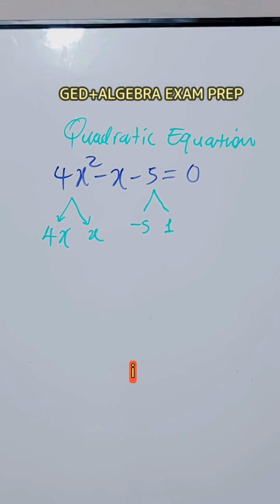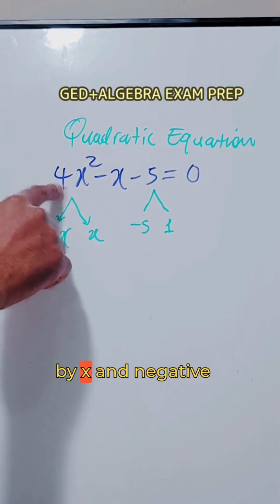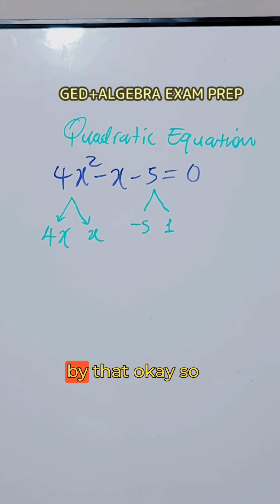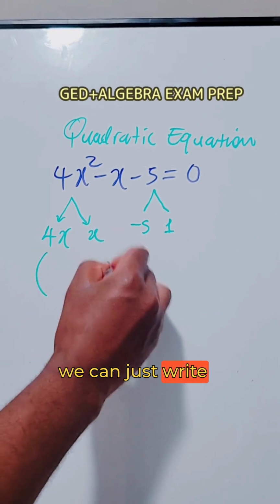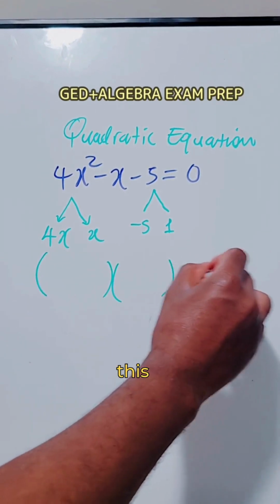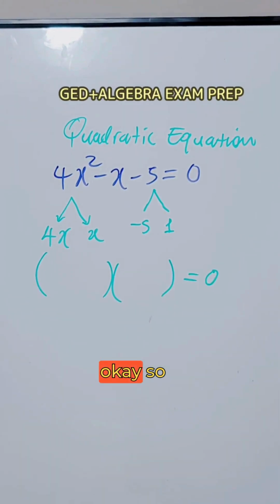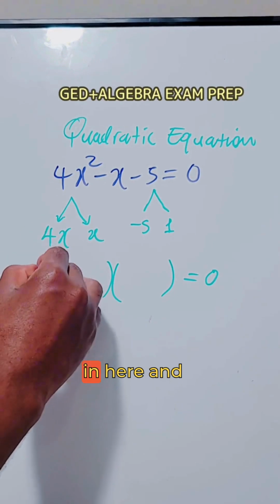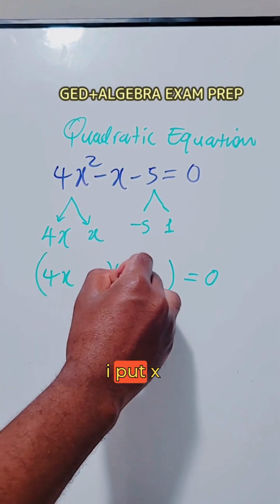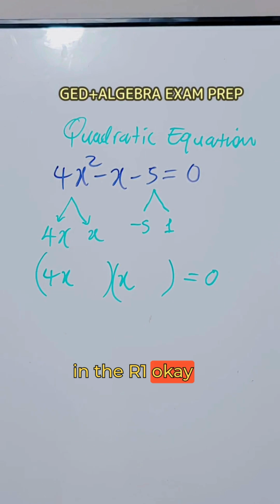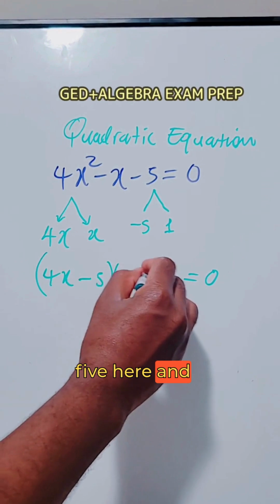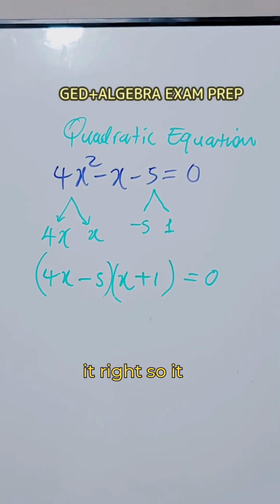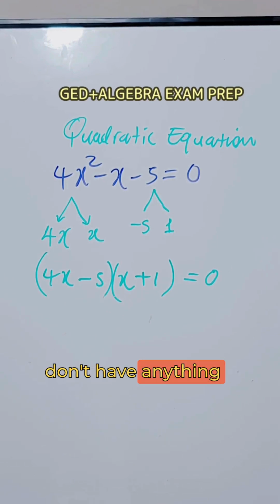So I have two numbers. I write 4x multiplied by x and -5 multiplied by 1. Okay, so what we can do, we can just write these like that. This is equal to 0. So I put 4x in here and I put x in the other one. Then we have -5 here, and +1. That's it, right? So it ends there.